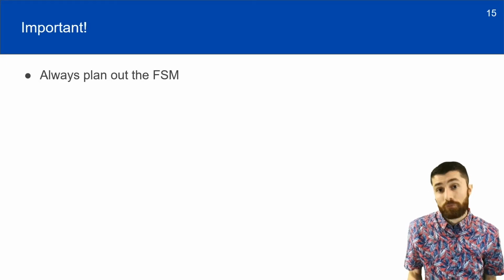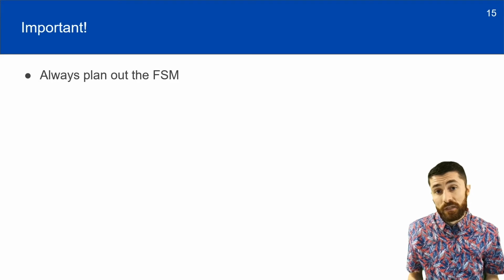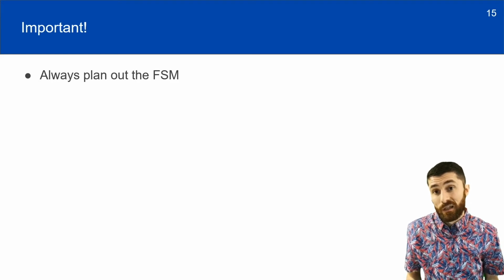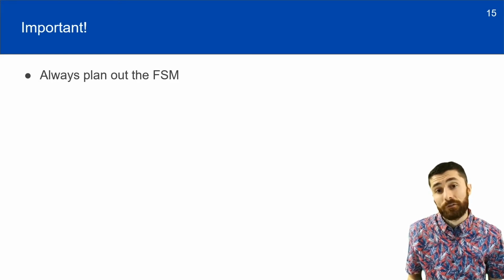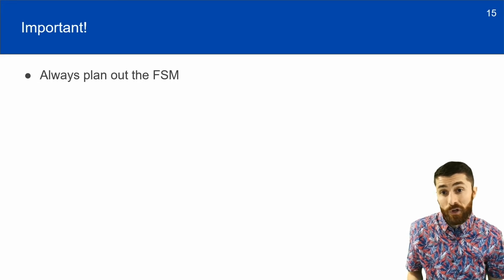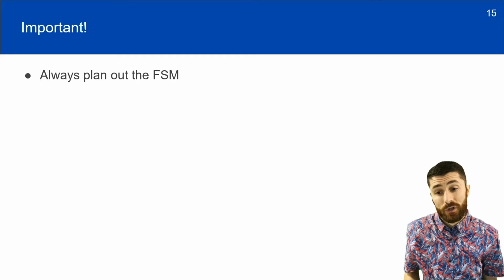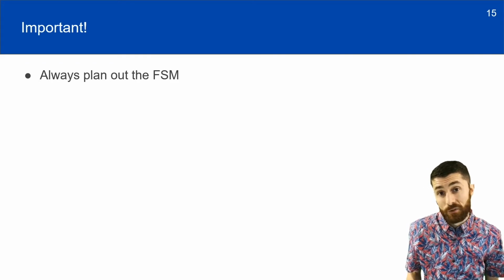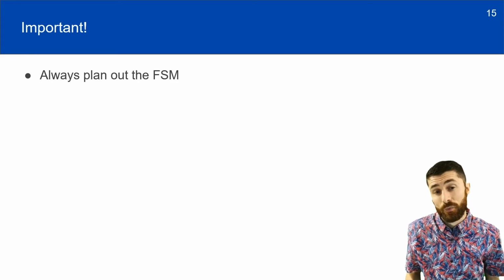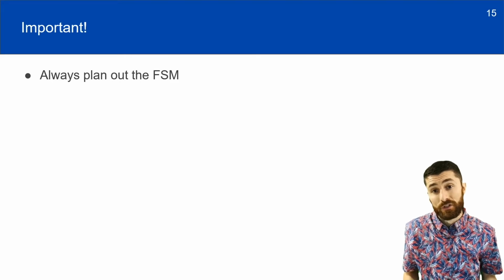Some important things to consider: always plan out your finite state machine. If you don't draw a diagram of your finite state machine, it's quite likely you're going to get it wrong. And if you get it wrong, that means debugging and extra time that you're going to waste. So always have some pen and paper beside you and just do a very, very quick sketch of what it is that you want to actually happen.